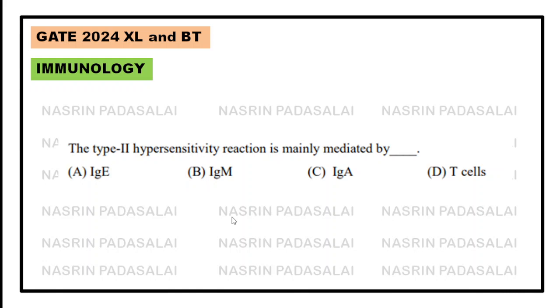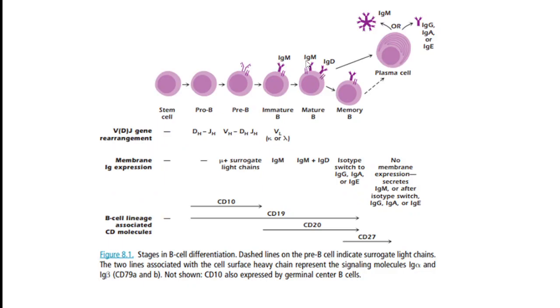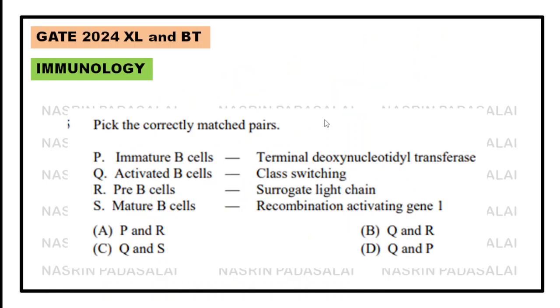Next, type 2 hypersensitivity reaction is mainly mediated by IgM and also by IgG, either IgM or IgG. Next, the membrane of a mature B cell is made up of IgM and IgD. So remember the word MD: the mature B cell has IgM and IgD.